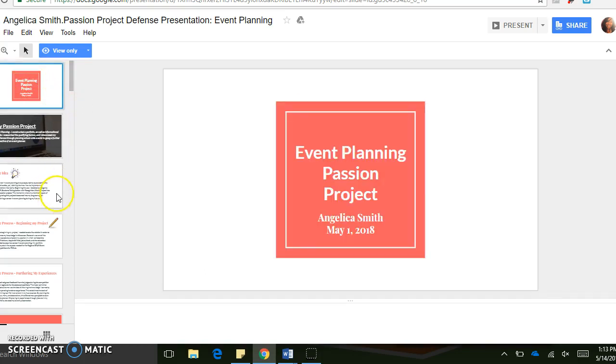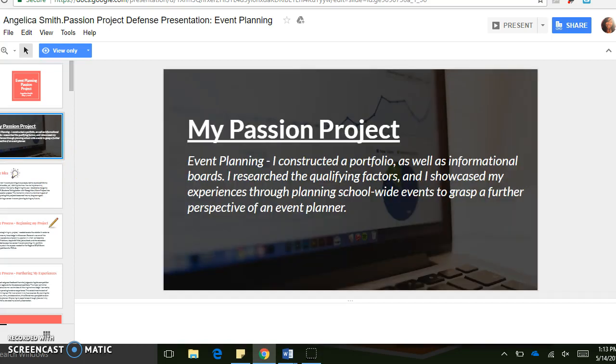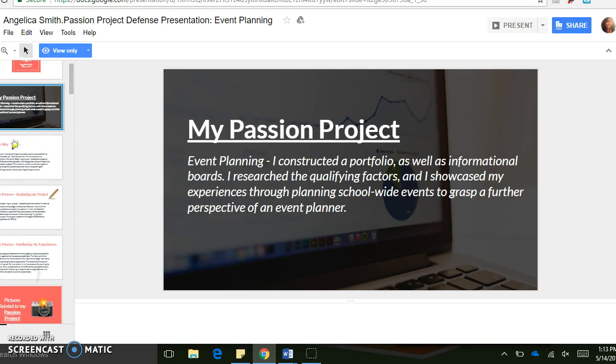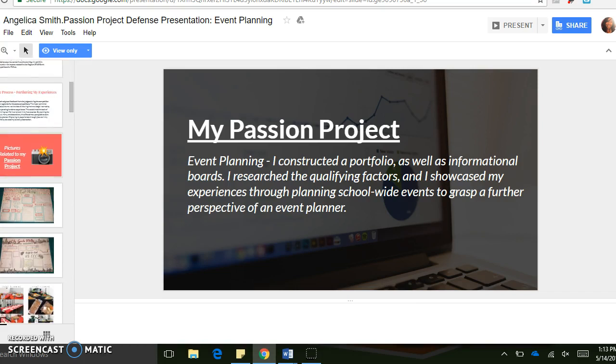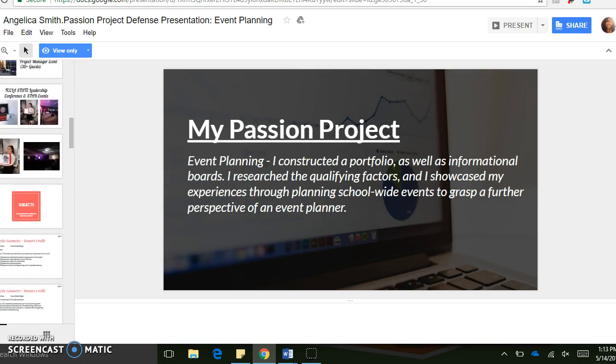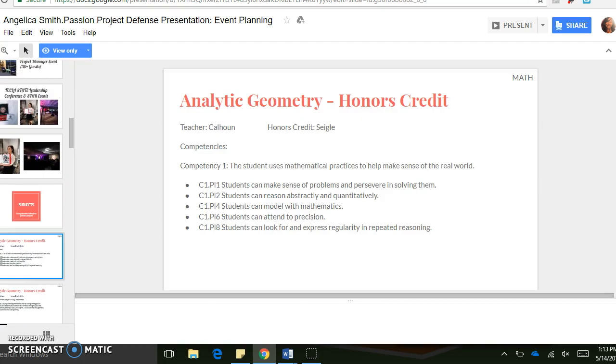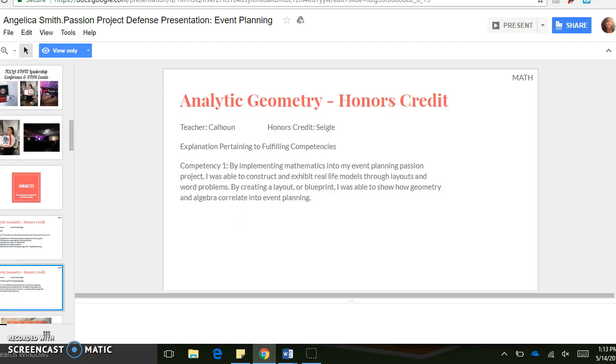So she did a defense, and this is her project here. Her project was event planning, and she created a portfolio where she showed how she did all these things and used the competencies along with it. She pulled out all the competencies that went with analytic geometry. She pulled out competency one, where the student uses mathematical practices to help her make sense of the real world. She pulled out competencies one, two, four, six, and eight that she used in her event plan.